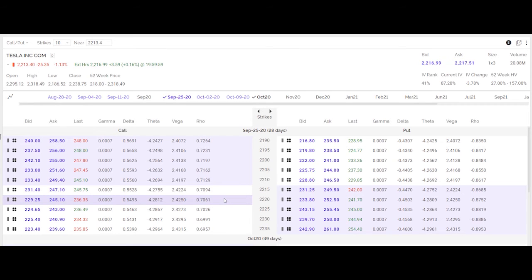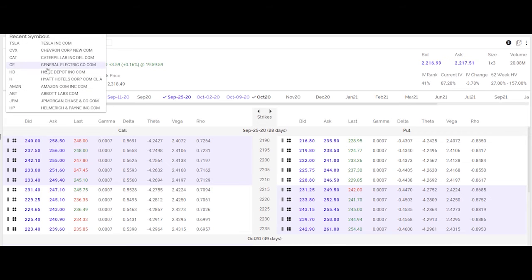So what does this mean? Well, it's important to understand it because RO is the rate at which the price of the derivative changes relative to the change in risk-free rate of interest. RO measures the sensitivity of the option or option portfolio to the change of the interest rate. So if a RO has a 1, which none of these do have, Tesla has none, it's 0.7.